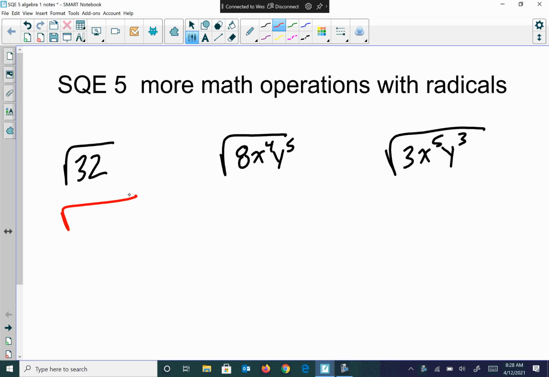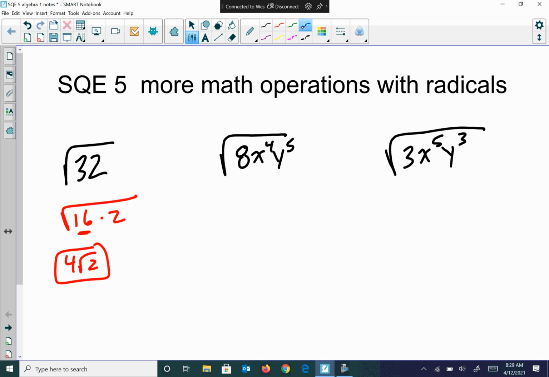32 breaks down to what perfect square? 16 and 2. Now, some of you might think, hey, should I do 4 and 8? You could. 4 is a perfect square, and 8 also has a perfect square. But if you realize 16 is the largest perfect square that goes into it, the square root of 16 is 4, so we just come up with an answer of 4 square root 2. Agree?